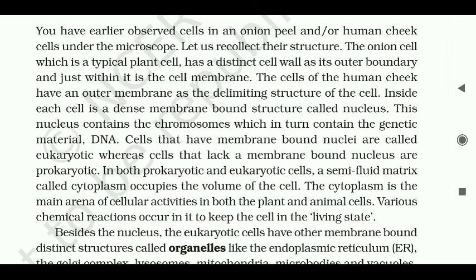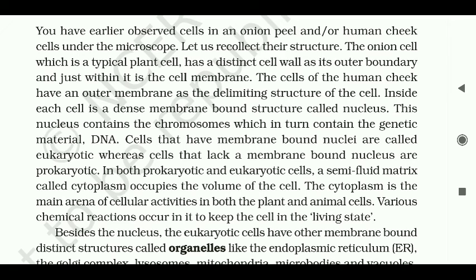Cells that have membrane-bound nuclei are called eukaryotic, whereas cells that lack a membrane-bound nucleus are prokaryotic. In both prokaryotic and eukaryotic cells, a semi-fluid matrix called cytoplasm occupies the volume of the cell. The cytoplasm is the main arena of cellular activities in both plant and animal cells. Various chemical reactions occur in it to keep the cells in the living state.